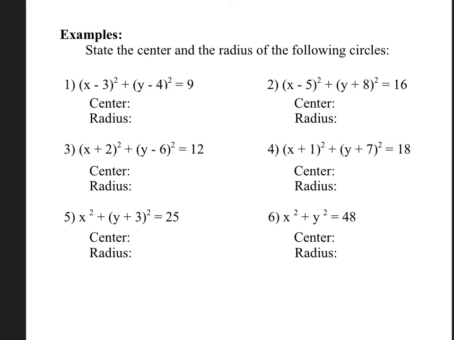All right, so for the first one, the center, remember, we have a negative 3. So the center is at positive 3 for x, negative 4 for y, so it's a positive 4. And then to figure out the radius, r squared equals 9. Take the square root, so r is 3.